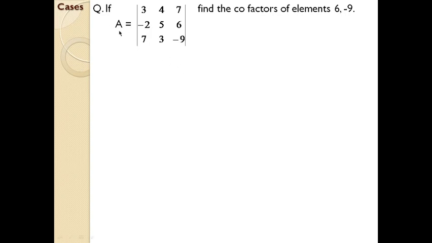Okay, here if matrix A is given, find the cofactor of elements 6 and minus 9. So if you go through it, 6 is in the second row and third column, and minus 9 is in the third row, third column.